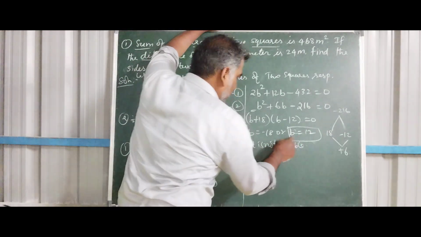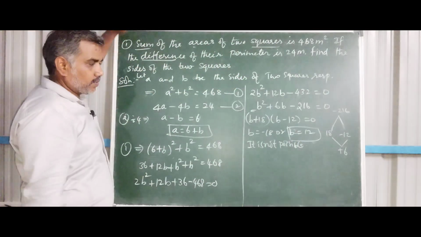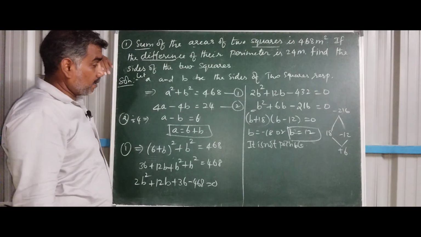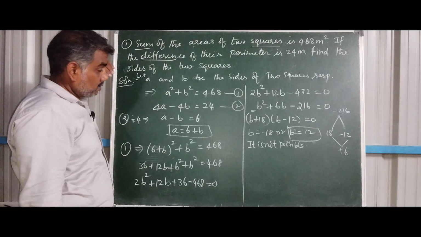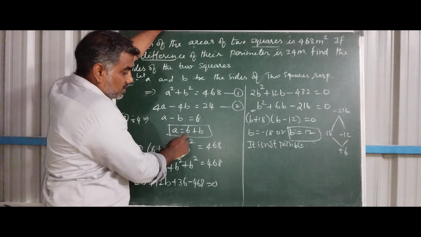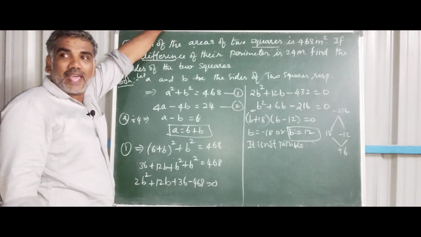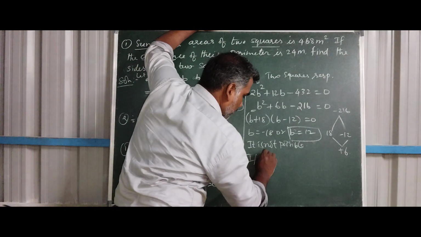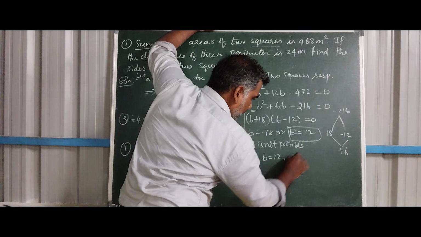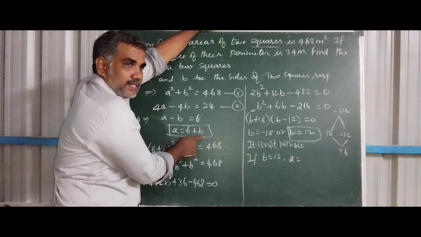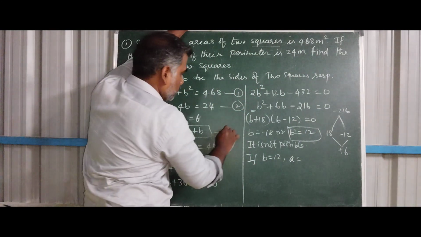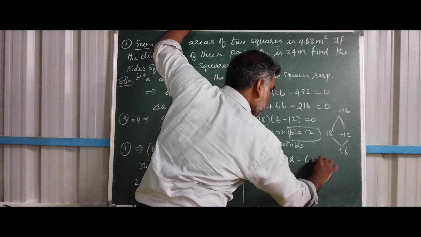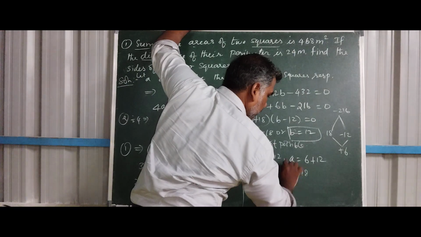So now B is equal to 12, now A is equal to how much? A is equal to B plus 6. So A is equal to how much? 18. Therefore if B is equal to 12, A is equal to 6 plus B. Clear? You can use it as a third equation. From the third equation it is 6 plus 12. Therefore A is equal to 18.